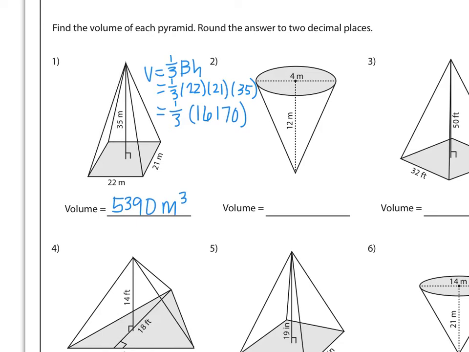We're going to take a look now at number 2, which is a cone. So we're going to first of all write down our formula for a cone, which is volume equals a third area of the base, which is a circle, so that's pi r squared times the height. So that is going to be volume equals 1/3, 3.14. The radius is 2 squared, and the height is 12.